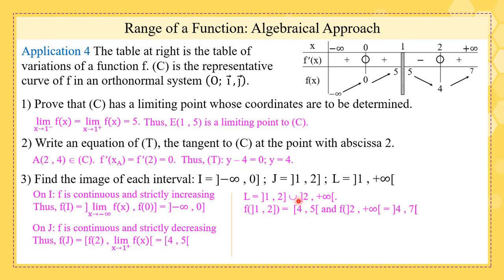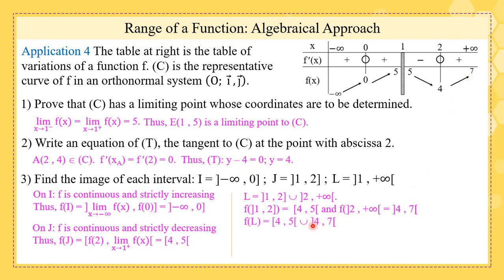Let's see how. f of (1, 2], its image would be the interval [4, 5). You see, this is semi-open, this is also semi-open, but the boundaries change because the function is decreasing, strictly decreasing. And f of (2, plus infinity), its image would be (4, 7), an open interval.